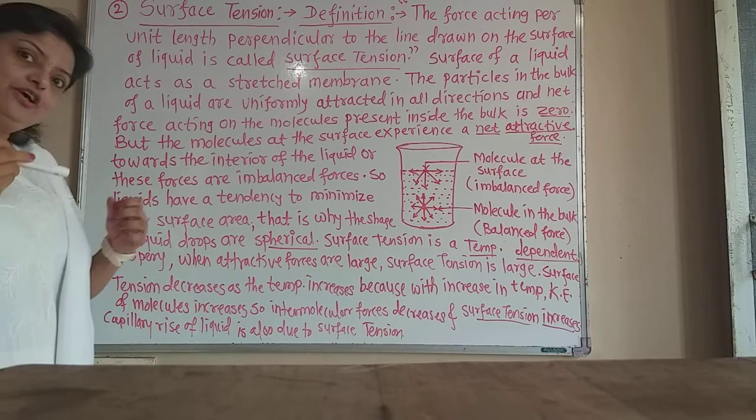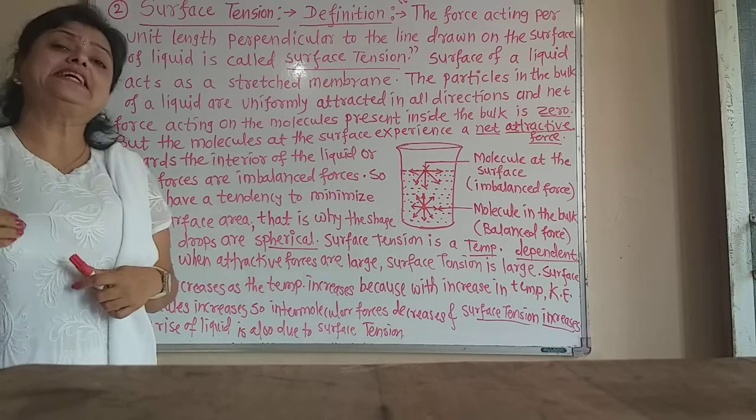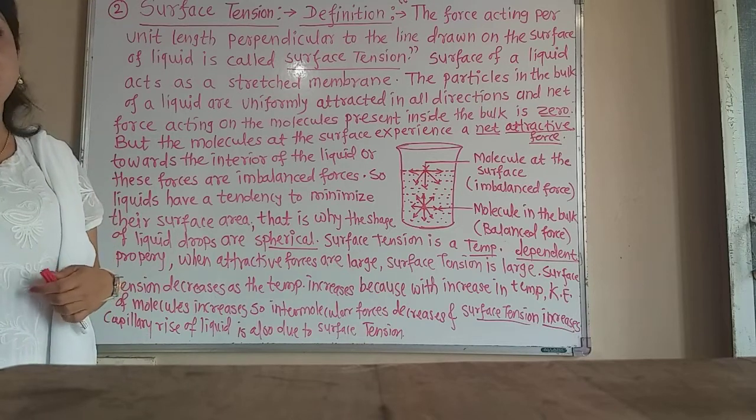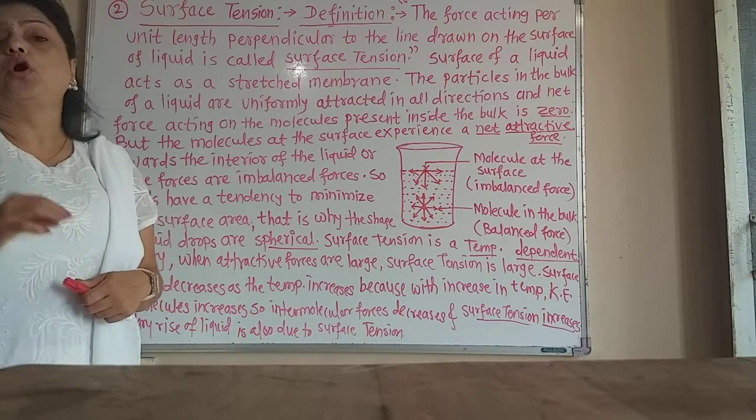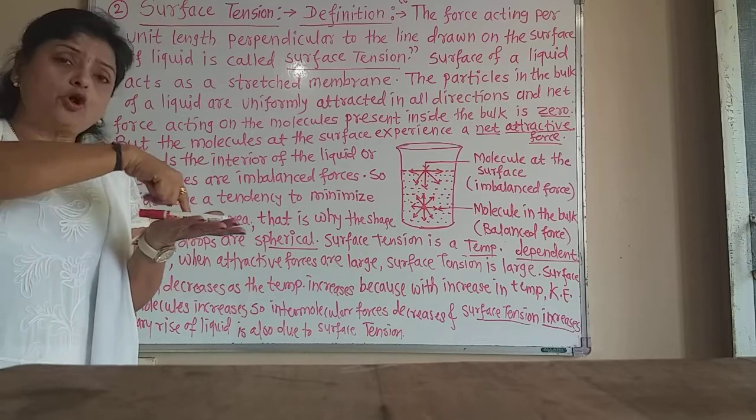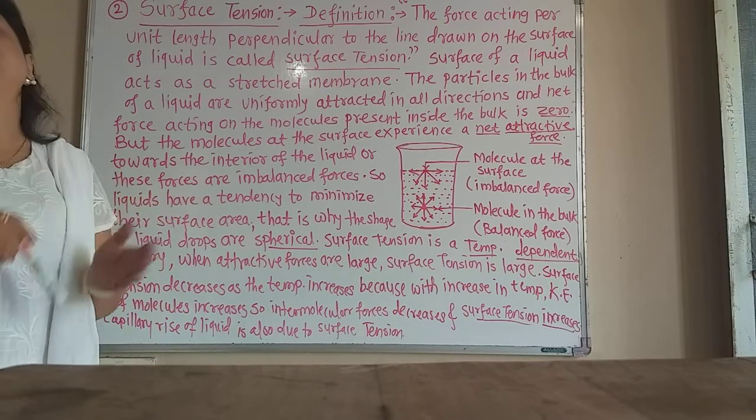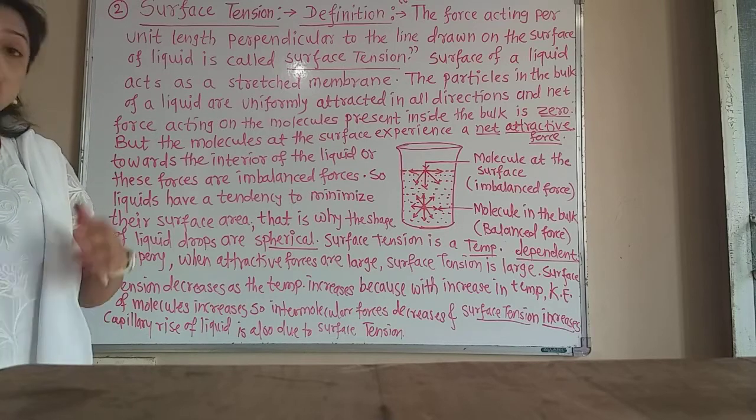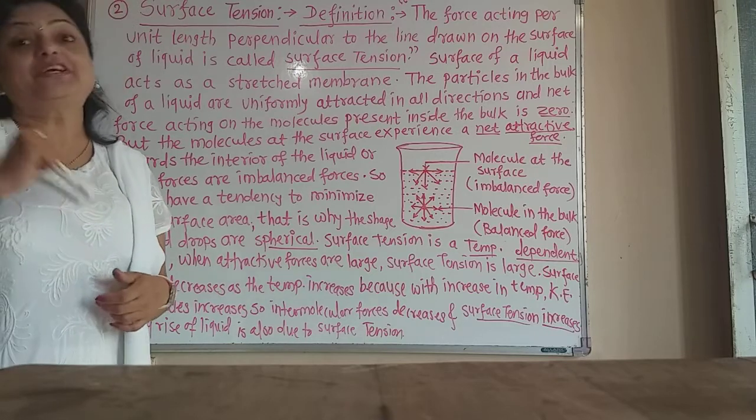When we take a drop of liquid, do you know why the drop always has a spherical shape? It does not have a conical shape or cuboidal shape or any other shape, but any liquid drop always has a spherical shape. And if we place the liquid drop on a solid surface, the shape of the drop is hemispherical or semi-spherical. This is due to the surface tension.